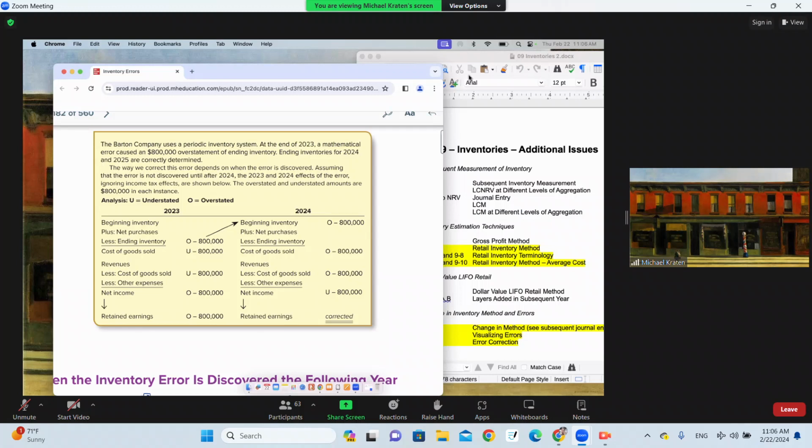However, for each of the 2 years, 2023 and 2024, anyone who is relying on your income statement is going to be relying on incorrect numbers. And so that continues to be a problem.